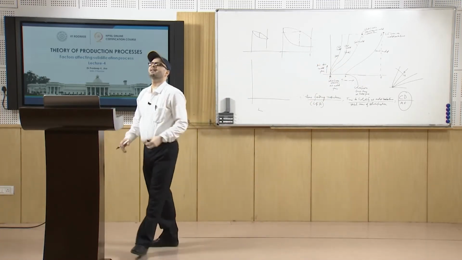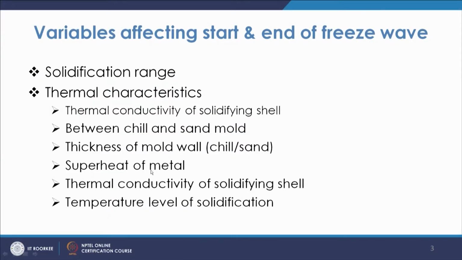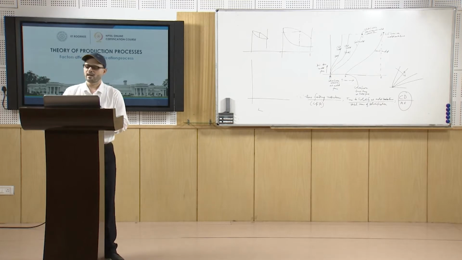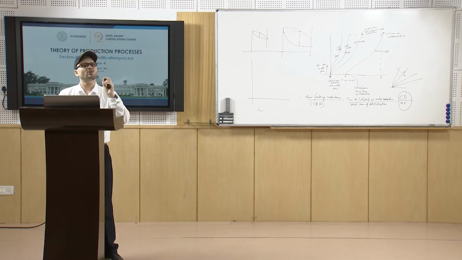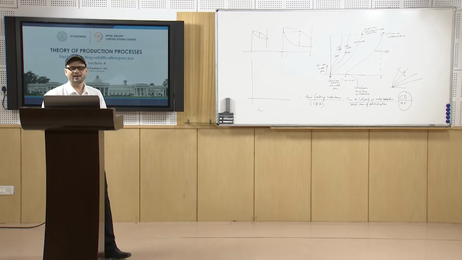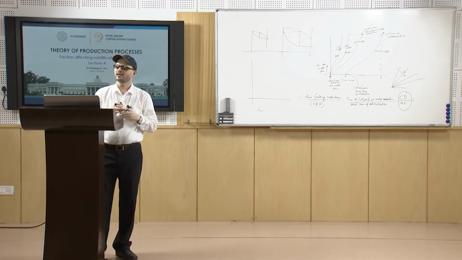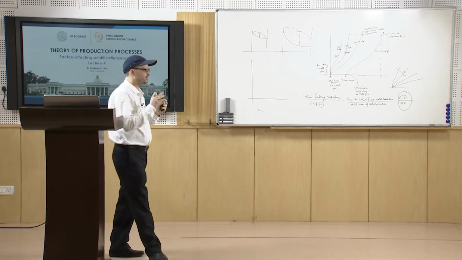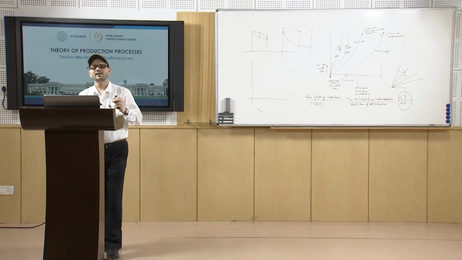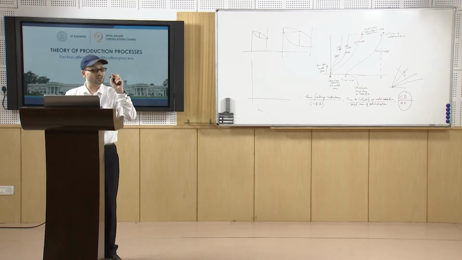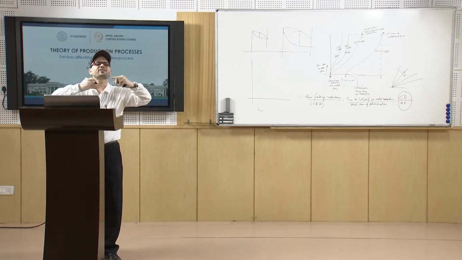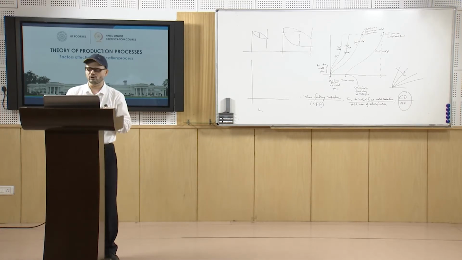Next is the thickness of the mold wall. Thickness of the mold wall is also important in the sense that increasing the thickness of a chill mold wall will increase the solidification rates, and beyond that point basically no additional effect is realized. So, up to a certain point, if you increase the thickness of the chill mold wall, it will increase the heat transfer rate, and after that there is no effect.